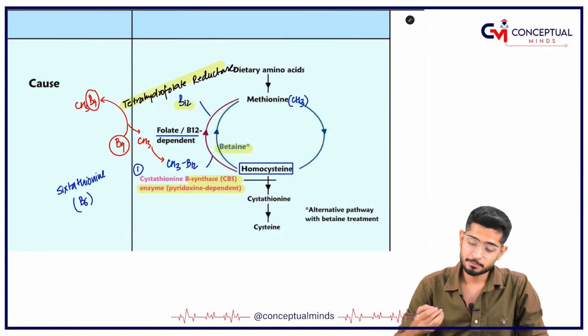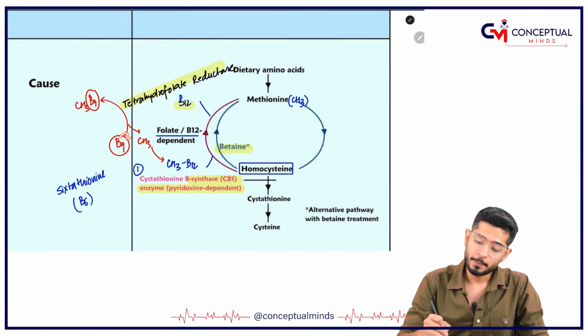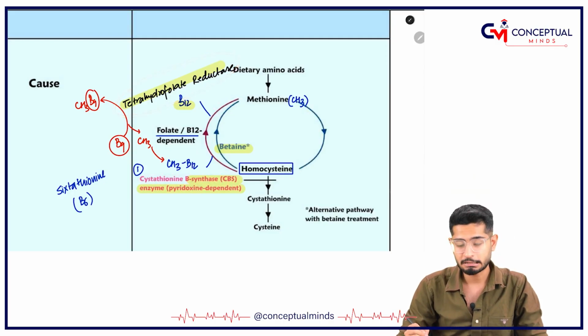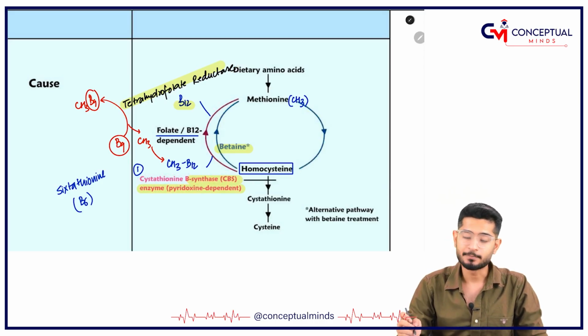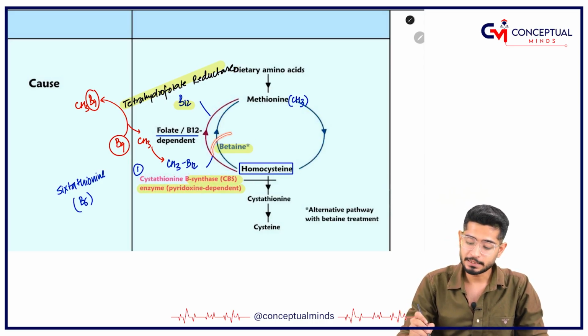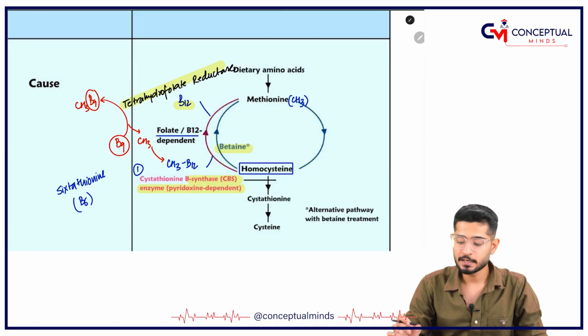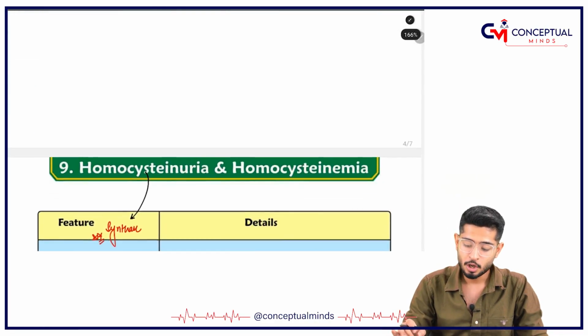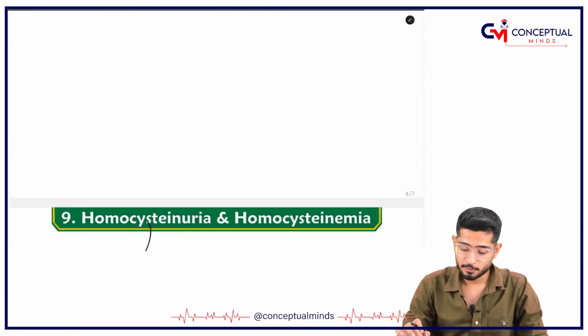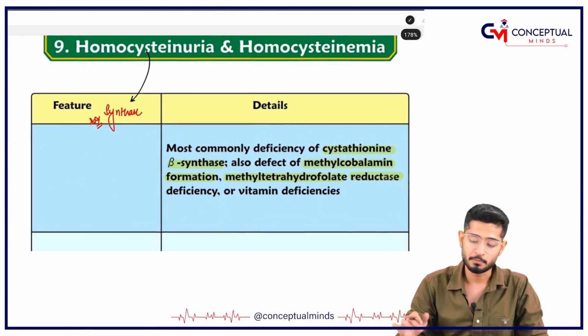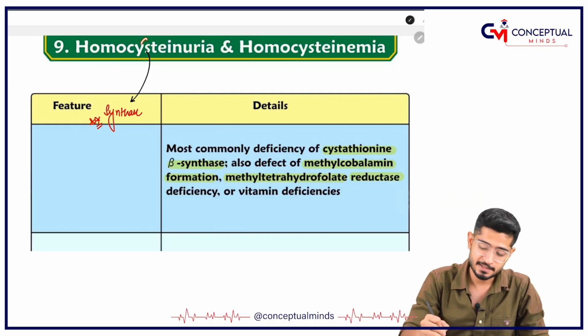So this can be because of deficiency of B9, deficiency of B12, deficiency of cystathionine beta synthase enzyme, deficiency of methylenetetrahydrofolate reductase, or deficiency of the B6 enzyme also. And my dear friends, please understand that betaine can also be on the deficiency side if you are having homocystinuria or homocysteinemia happening.